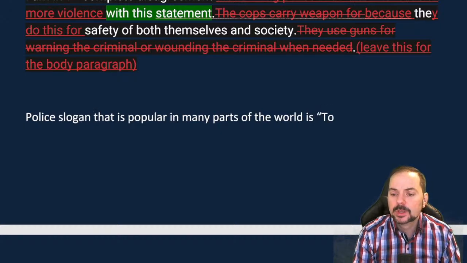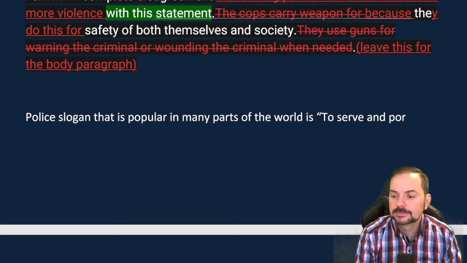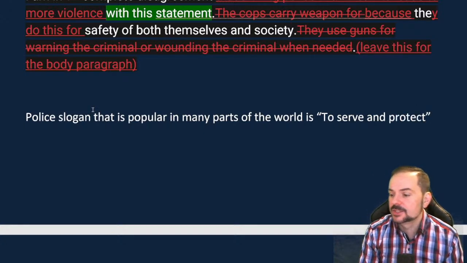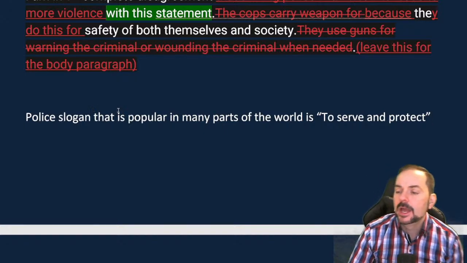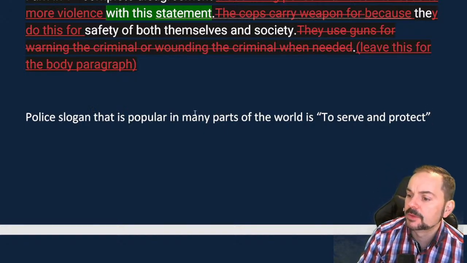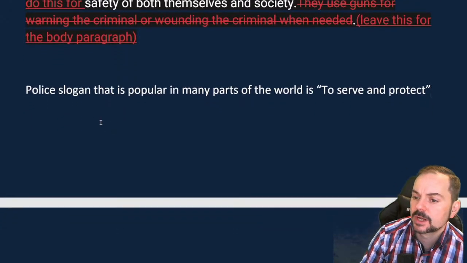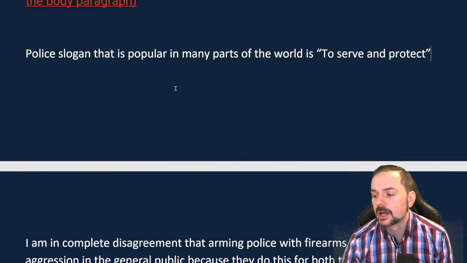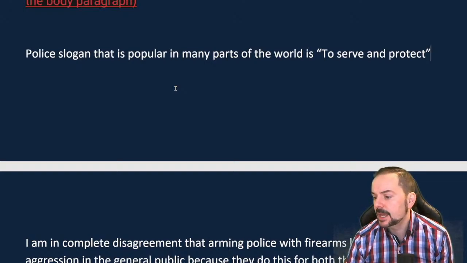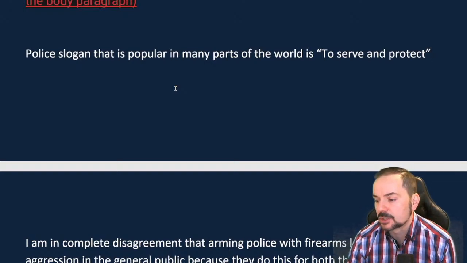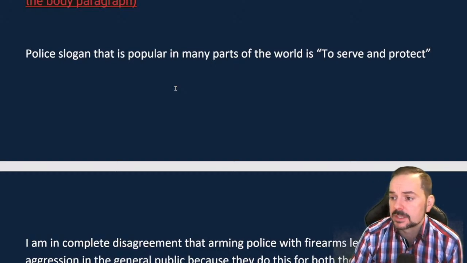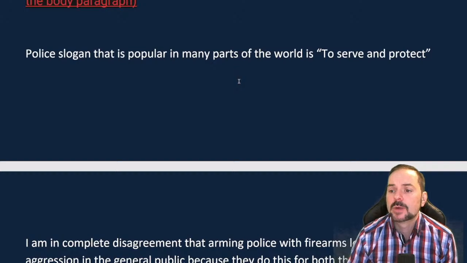that is popular in many parts of the world is to serve and protect. Yeah, Arda says to protect and serve. Very good, Arda. And I've heard from a lot of people that it's the same in many other countries as well, to protect and serve, or to serve and protect. Cass says in the Philippines it's serve and protect. It's the same in Canada. I think it's the same in US. It sounds like it's the same in India as well, right?